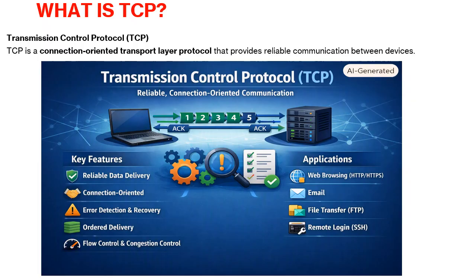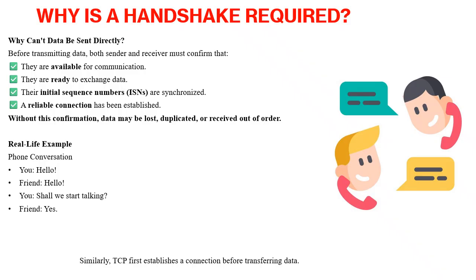Now the question is, if TCP is reliable, how does it establish this reliability? The answer is the handshaking process. Imagine you want to send an important file to your friend. Would you send it immediately without checking whether your friend is online? Of course not. First, you confirm whether your friend is available and ready to receive it. TCP follows exactly the same idea.